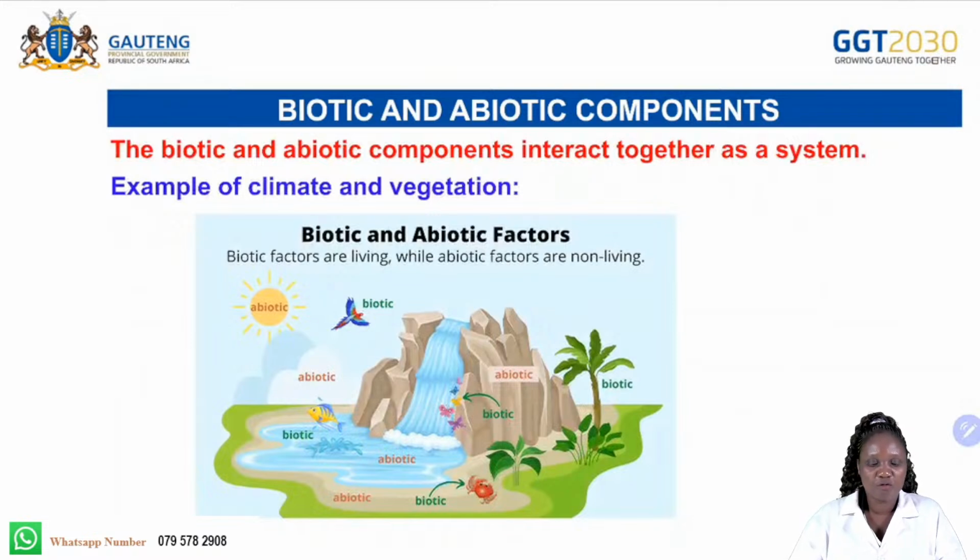All right, we've got an example of climate and vegetation. Right, we've got biotic and abiotic factors. Biotic factors are living things, while abiotic are non-living. And then we've got the sunlight here. It is labeled abiotic because it is non-living. We've got the bird here. It is biotic because it is a living organism.